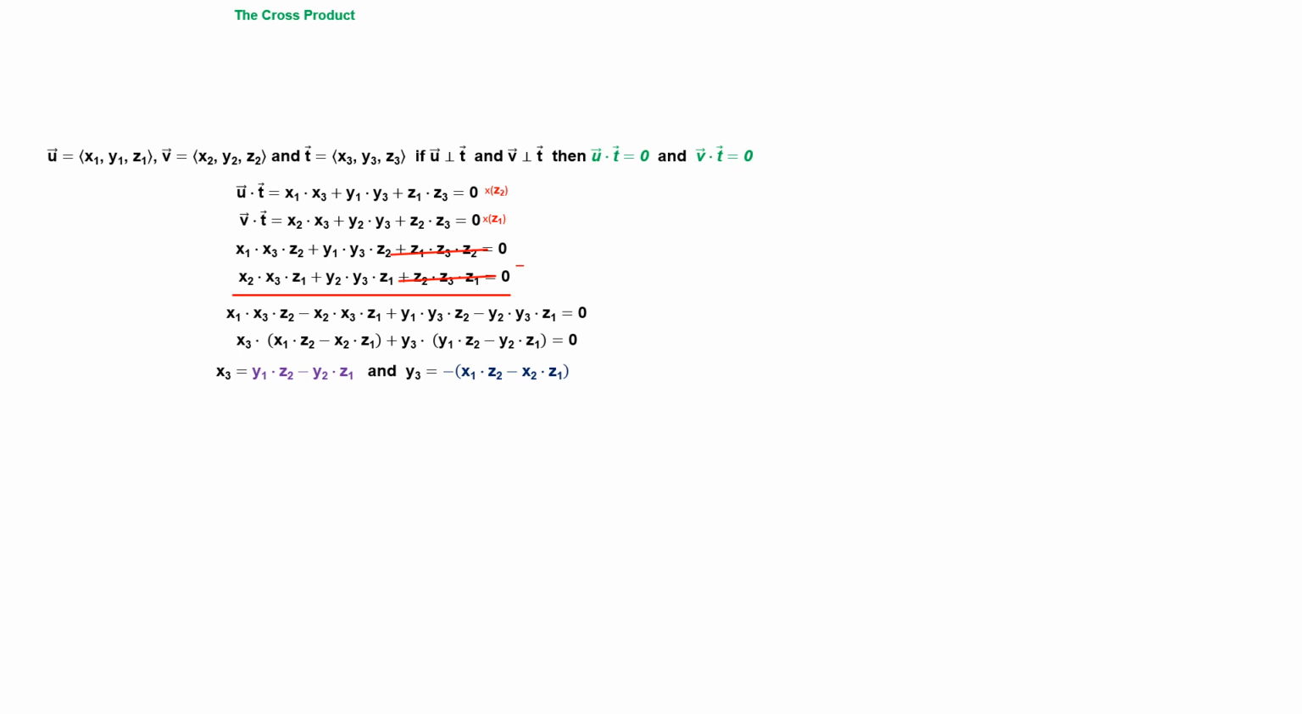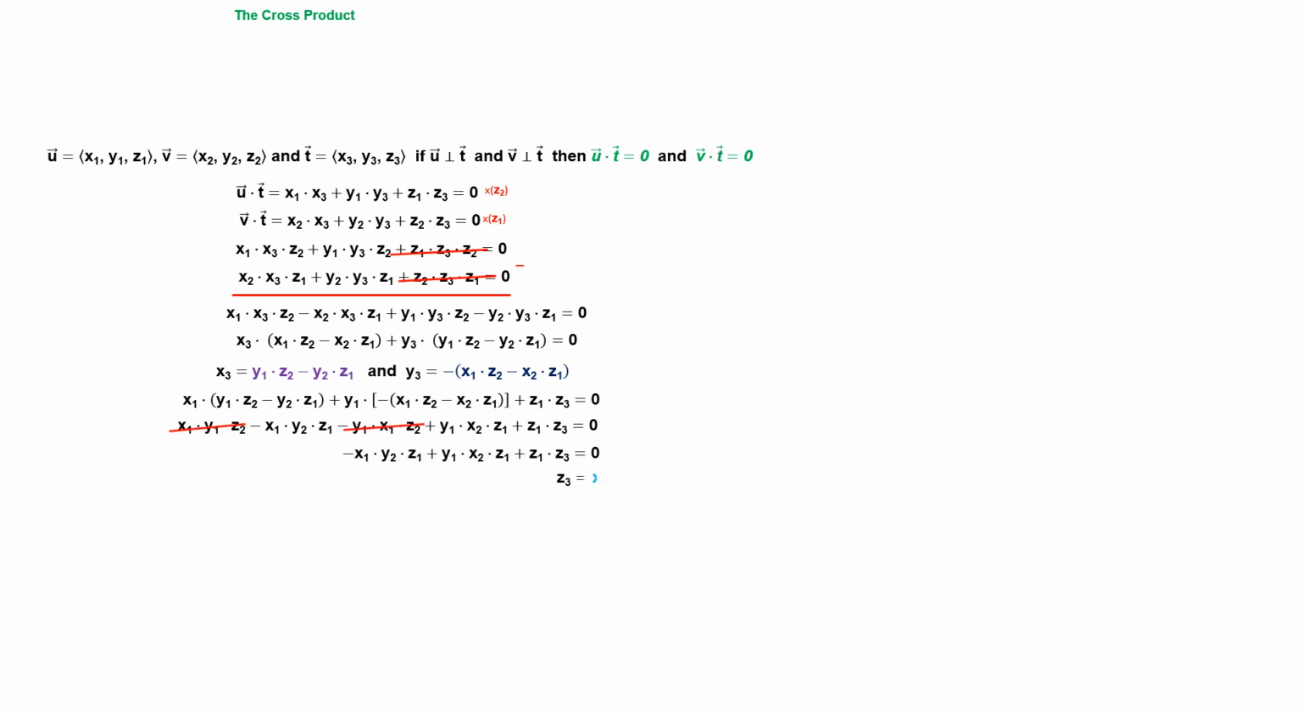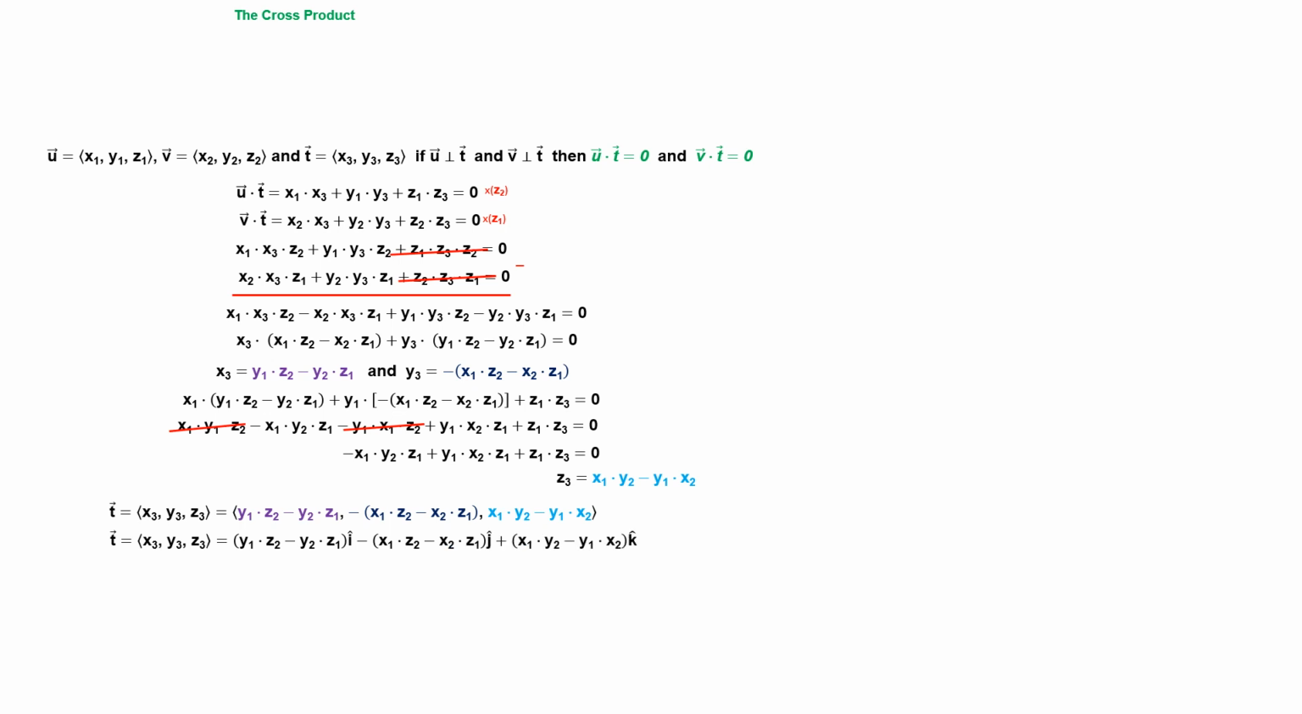After substituting the given values into one of the initial equations, we can solve for z sub 3. Then we can determine the coordinates of vector t, which is perpendicular to both u and v. The vector t is called the cross product of u and v and is denoted by u cross v. The formula to find the cross product of two vectors is straightforward, and it presents the cross product in the useful component form.